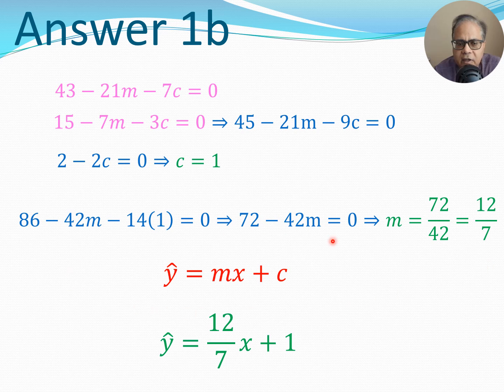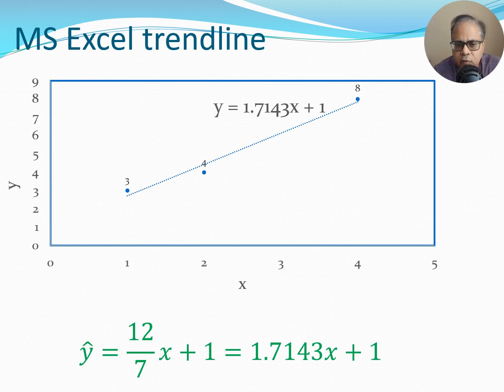So I can then clearly see that this equation y hat is mx plus c is the same as y hat is 12 by 7 x plus 1, because m is 12 by 7 and we also see that c is 1. So this is the equation. Now if you actually take the value of 12 by 7, it comes to 1.7143. So this is the least square fit for this particular set of 3 data points, and Microsoft Excel gives me this trend line straight away.